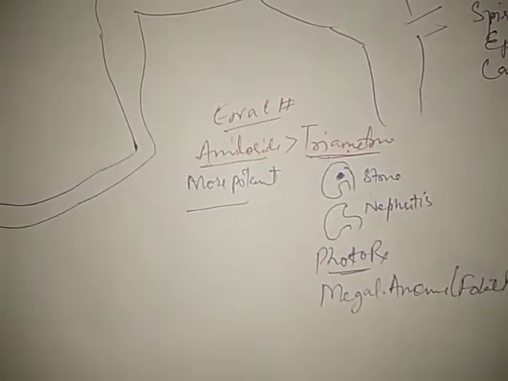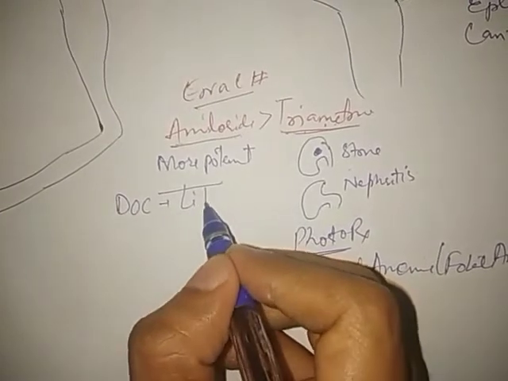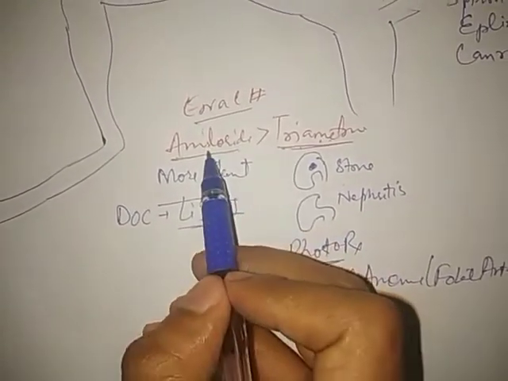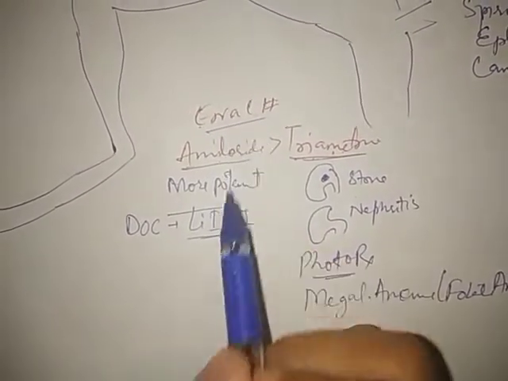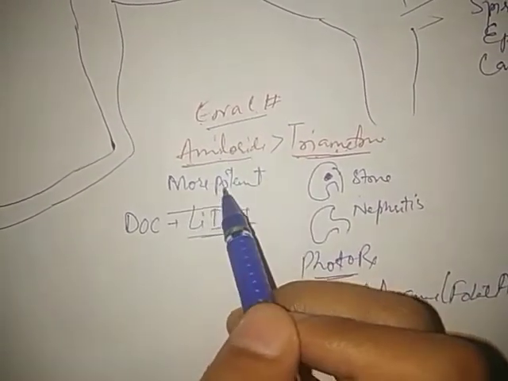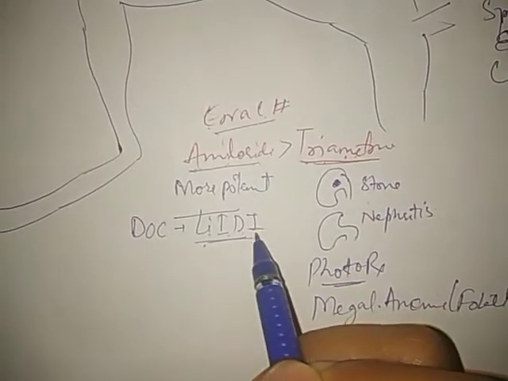Another thing is that it is the drug of choice for lithium induced diabetes insipidus. Why? Because amiloride blocks the epithelial sodium channel, and through this epithelial sodium channel lithium is reabsorbed into the circulation. So when it gets blocked, lithium toxicity is prevented. So amiloride is the drug of choice for lithium induced diabetes insipidus.